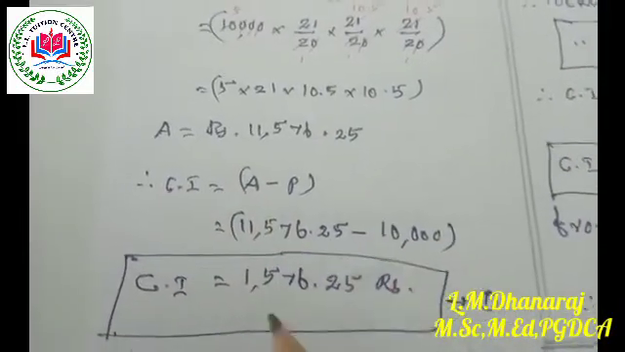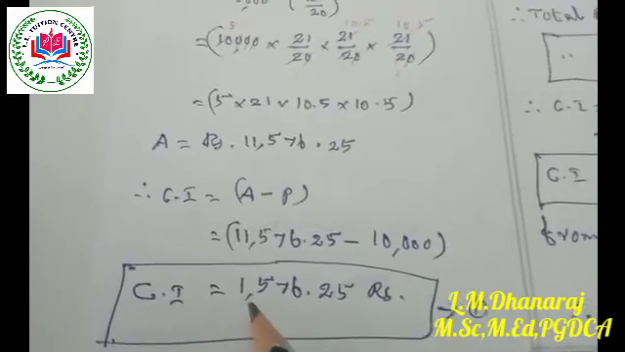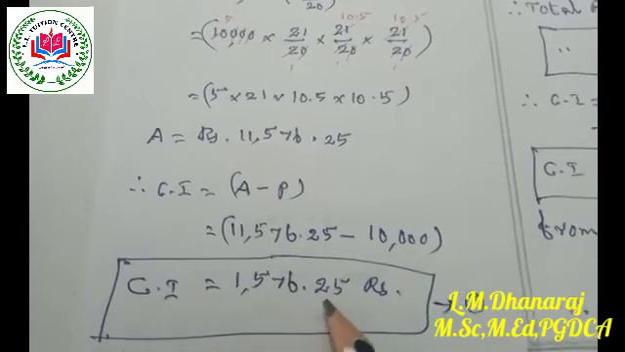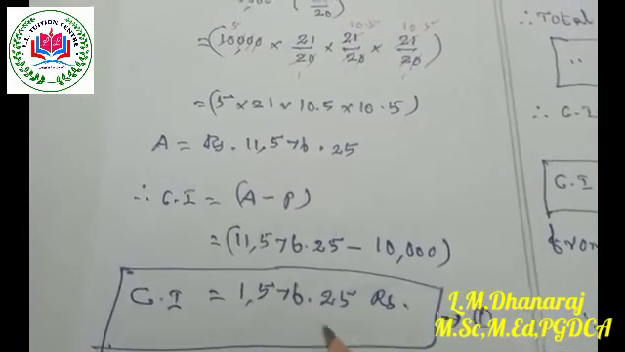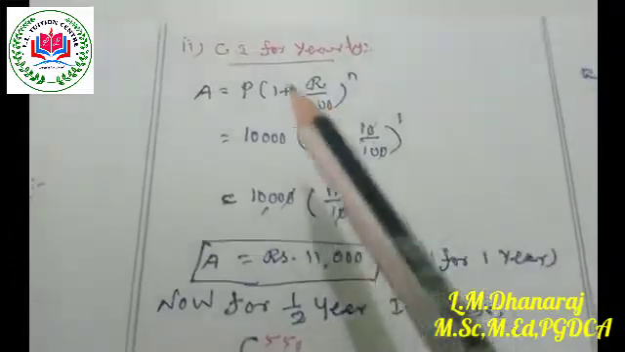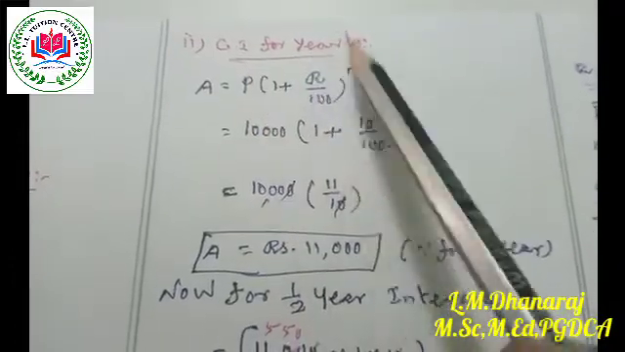By subtraction we will be getting compound interest 1,576.25 paise. Okay. Make it as equation number 1. This is the first subdivision, half yearly, we found. Now let us move on to the second subdivision, compound interest for yearly.